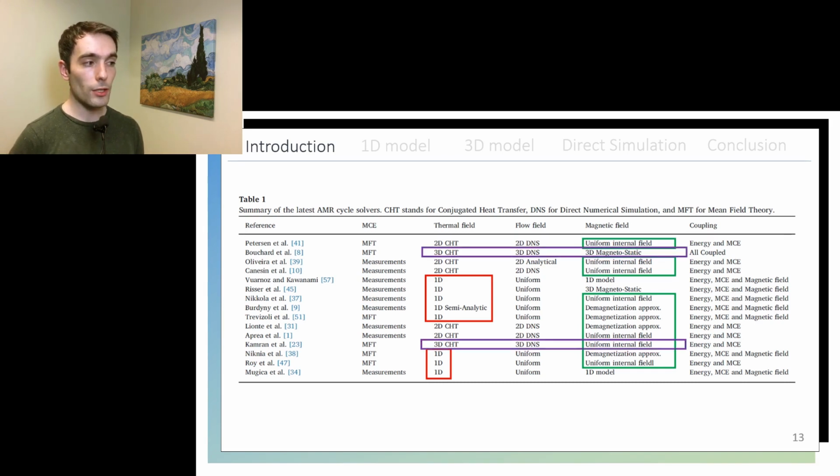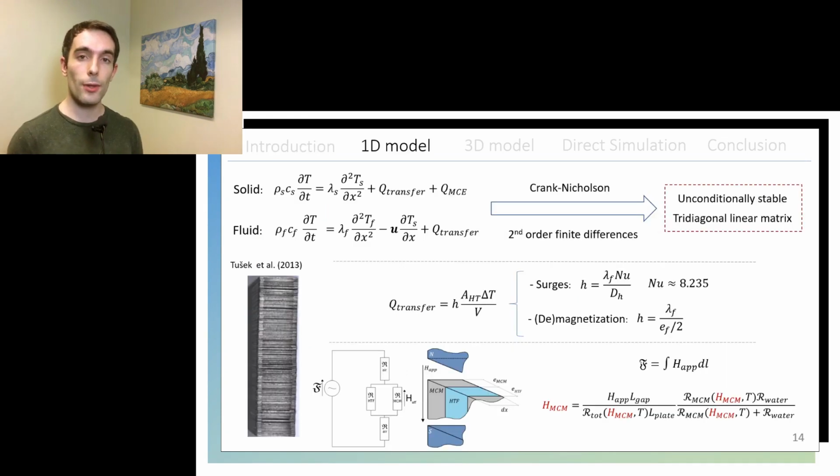There are two three-dimensional models, one from Bouchard et al., which solve all the phenomena involved, and well, its calculations were so detailed that the computational domain was quite reduced. Then Cameron et al. also published a three-dimensional model, but they chose not to solve the magnetic field. So to familiarize myself with the numerical modeling of these systems, I started by constructing a one-dimensional numerical model.